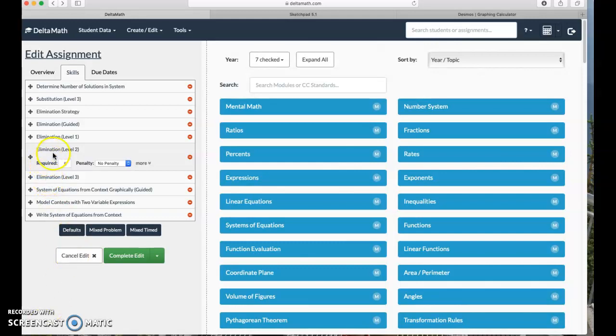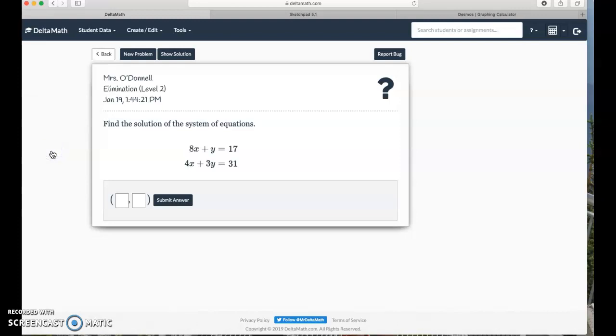All right, let's try some elimination level 2. Find the solution to the system of equations. So again, first thing that you should do is write the problem down on a scrap piece of paper. 8x plus y equals 17. 4x plus 3y equals 31.